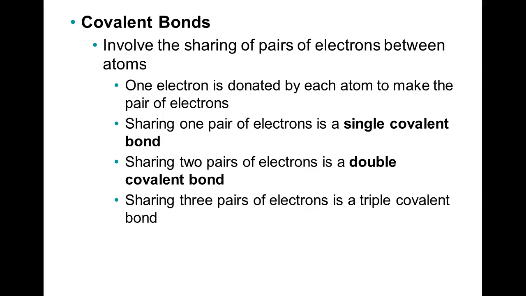Covalent bonds can have a variety of types. You can have single, double, and triple. The elements share one electron, that would be a single covalent bond. They can share 2 electrons, double, or 3, triple.